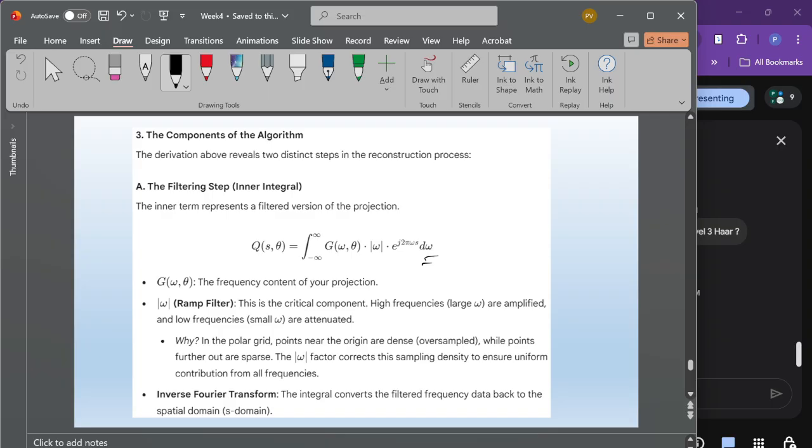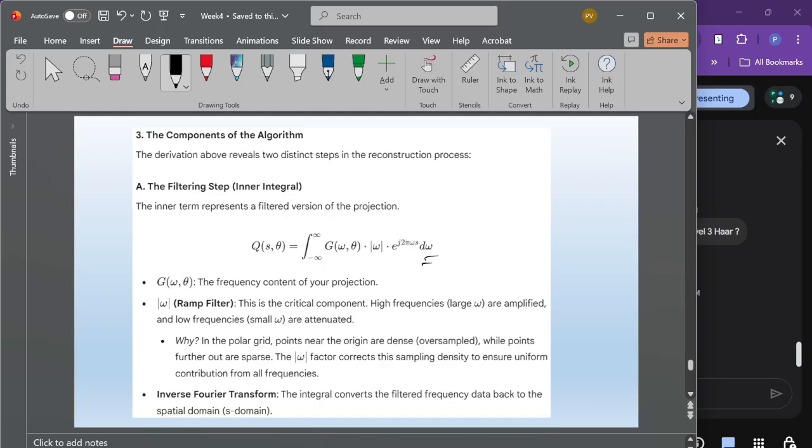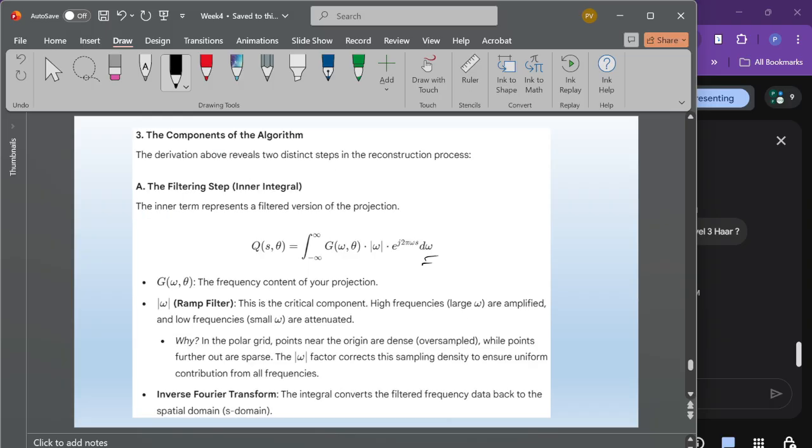After that we have to apply the inverse Fourier transform. The integral converts the filtered frequency data back to the spatial domain, or the time domain, you can say. And then the next step is the back projection step, which is the outer integral. Here two integrals are there. First we need to find the inner integral, then the outer integral.